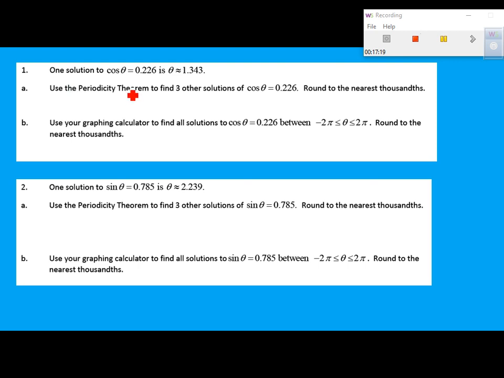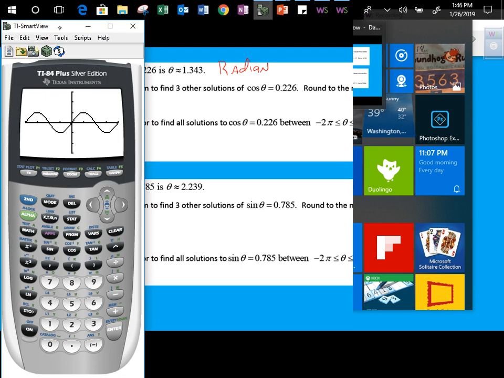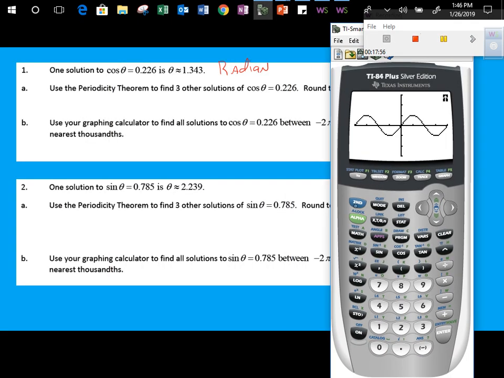It says one solution to cosine of theta equal 0.226 is theta is 1.343. I'll show you what that means in the calculator. But right now, we must be dealing in radians. The reason I know that, theta was not given to me in degrees. So here's what that part means. If I type into my calculator, let me get out of this for a second, and let me clear the screen for you. If I go cosine of 1.343, I better get something really, really close to 0.226. And really, that should be an approximate, so that's book error.